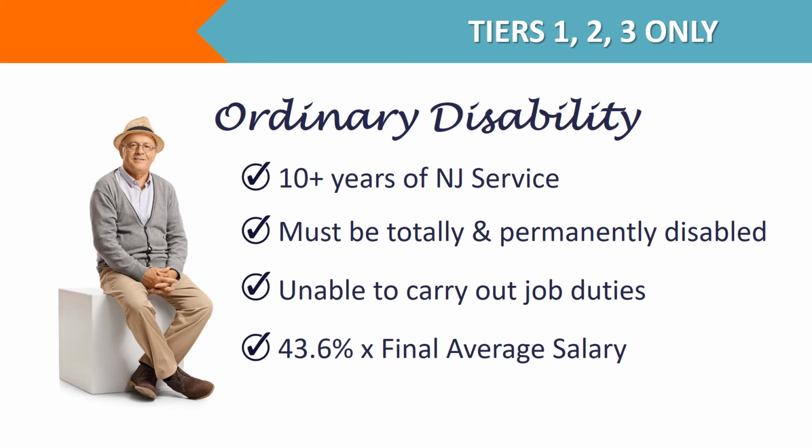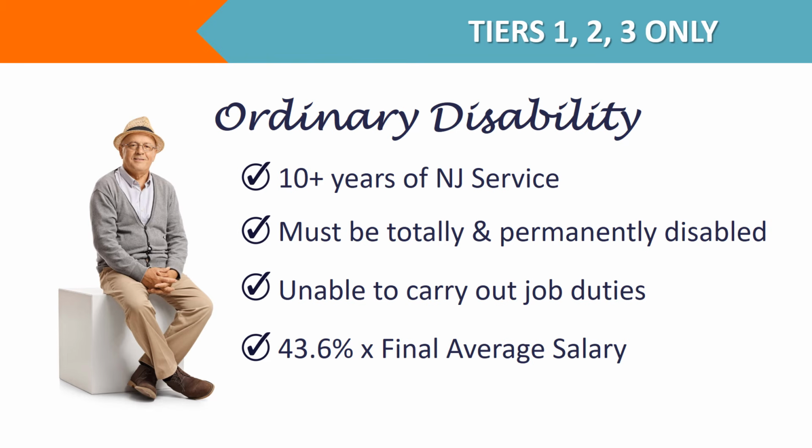If you have become disabled, you may be eligible for a disability retirement. Disability retirement benefits are only available for members of Tier 1, Tier 2, or Tier 3. This means you were enrolled in PERS or TPIF on or before May 21st of 2010. There are two types of disability retirement: ordinary disability and accidental disability. To qualify for an ordinary disability retirement, you must have at least 10 years of New Jersey service credit.